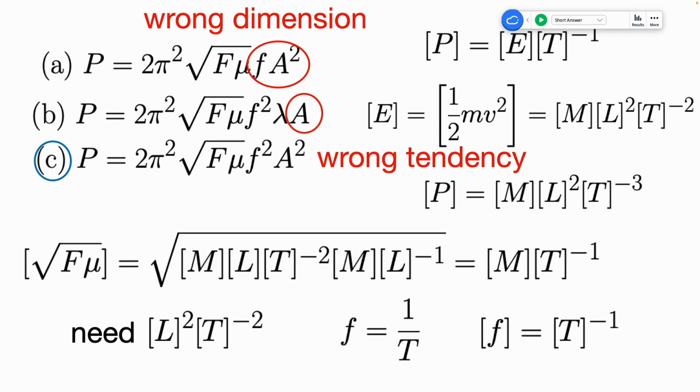Any other question? And for the answer, you should... So this is not a multiple choice test. You need to explain why this dimension is wrong and why this tendency is wrong.